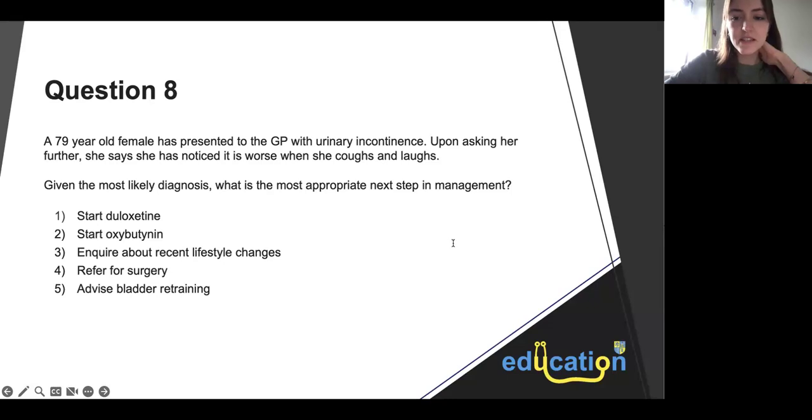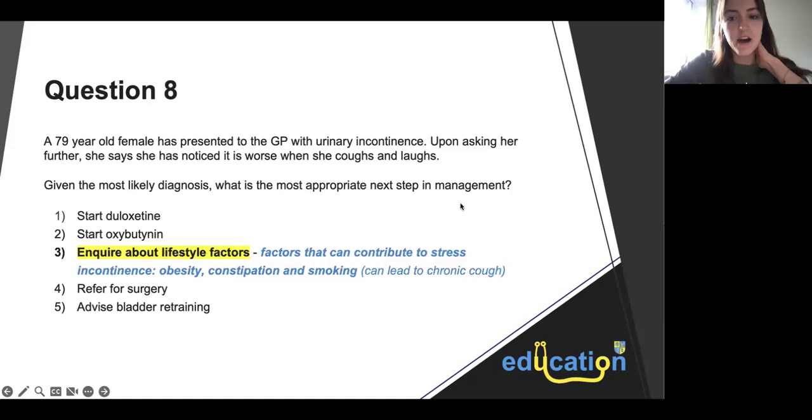Okay, so this is a bit more of a split. So the answer is actually 3. But I'll go through the other answers that people have suggested. So what we can tell from the stem is that this is obviously stress incontinence.